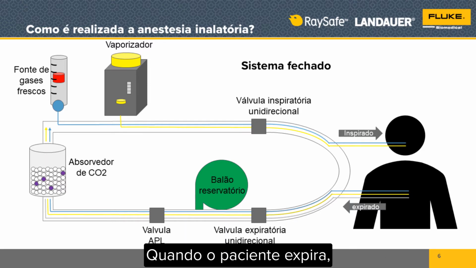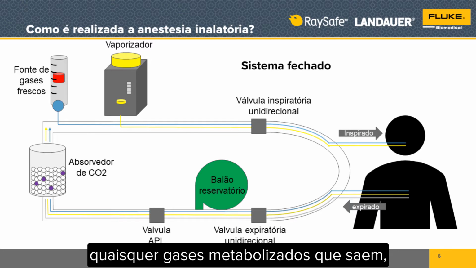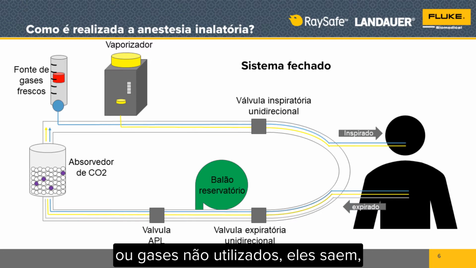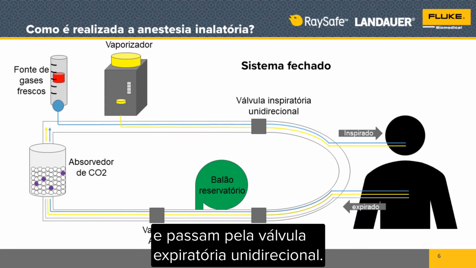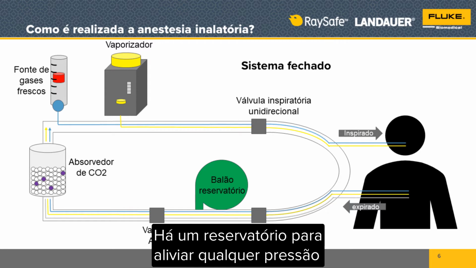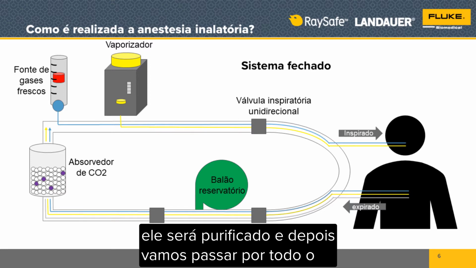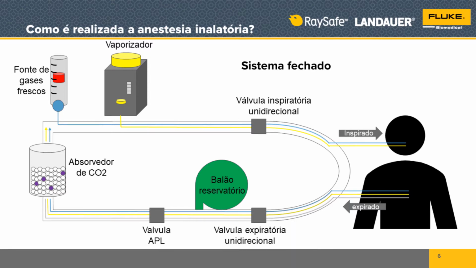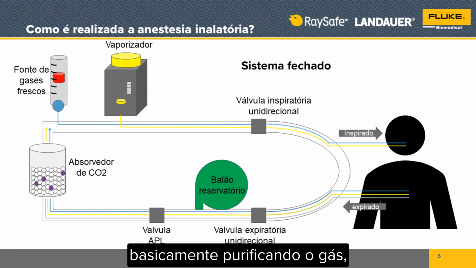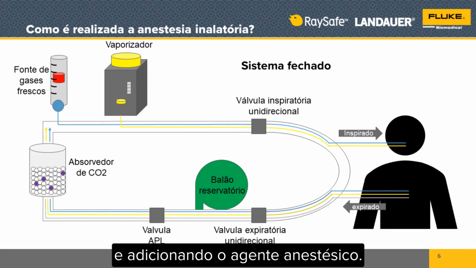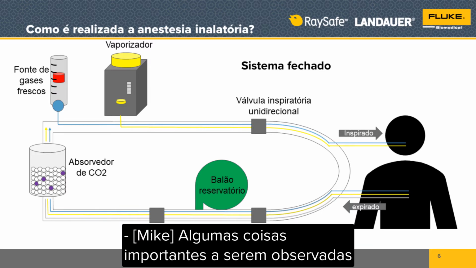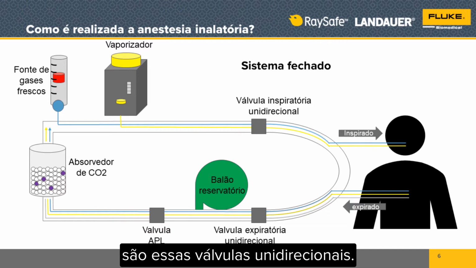When the patient expires, whatever metabolized gases come out or unused gases come out, that goes through the expiratory one-way valve. There's a reservoir bag to relieve any pressure in the system, goes through the APL valve, and then scrubbed, and then we go all the way through the circuit again, basically scrubbing the gas, adding fresh gas, and adding anesthetic agent. So some important things to note are these one-way valves.